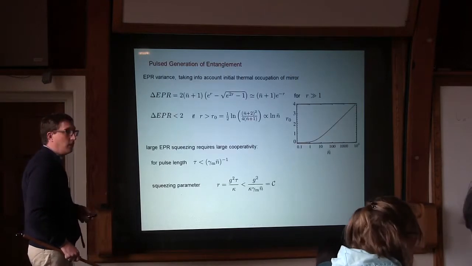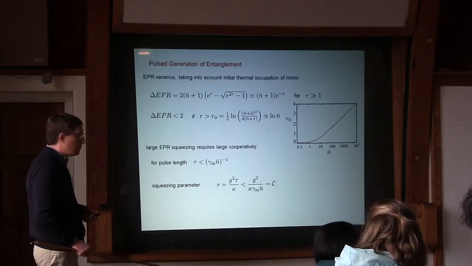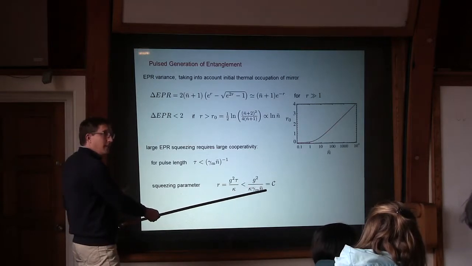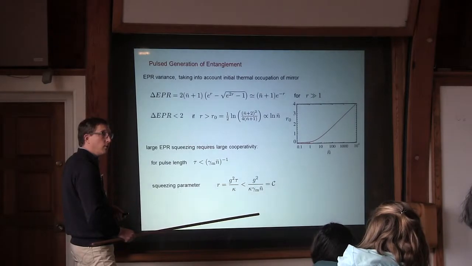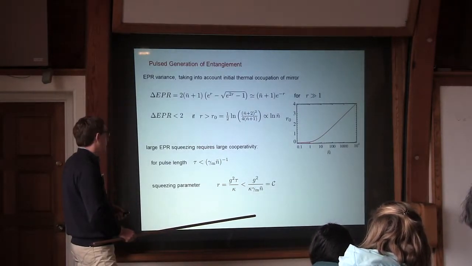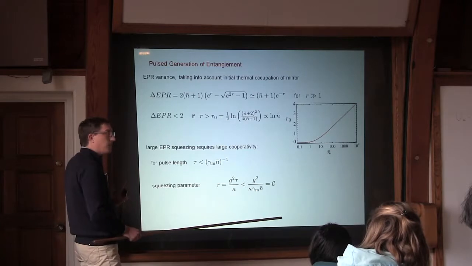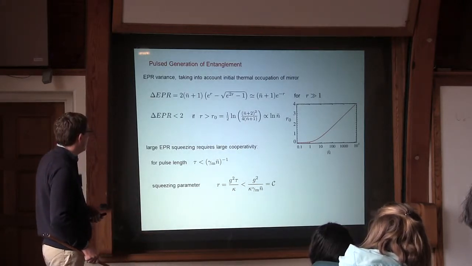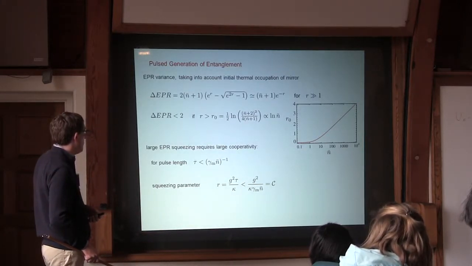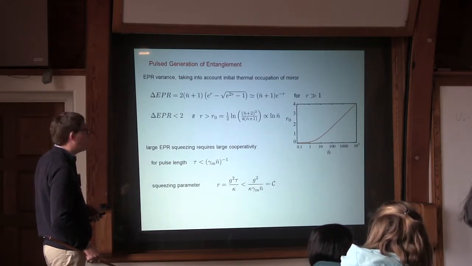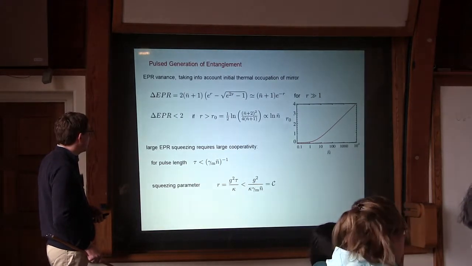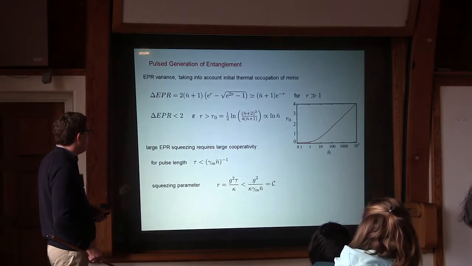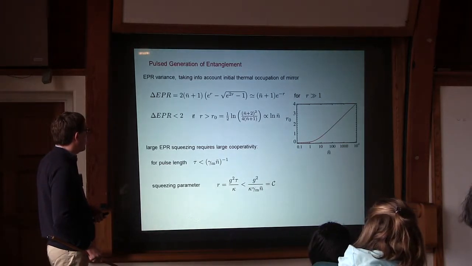But then there's also an n bar in the cooperativity. Yes, temperature is there. So basically this logarithmic scaling goes away for an experimentalist, because what you have control over is g squared over kappa gamma. This is what you really can control, and n bar is your temperature. So now this R scales logarithmically, and your logarithmic advantage goes away.